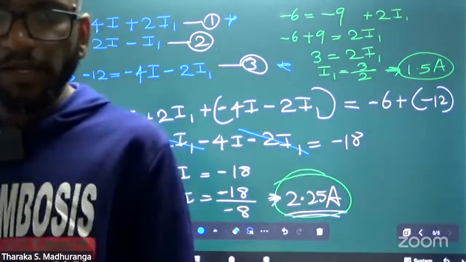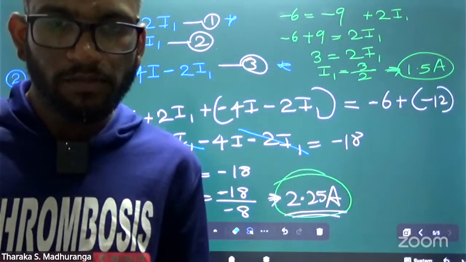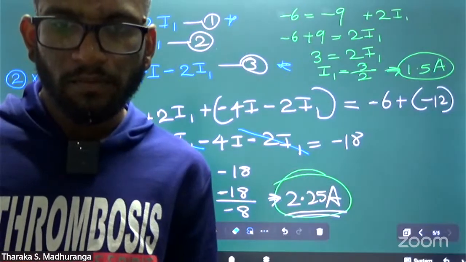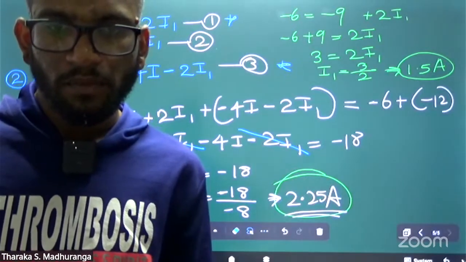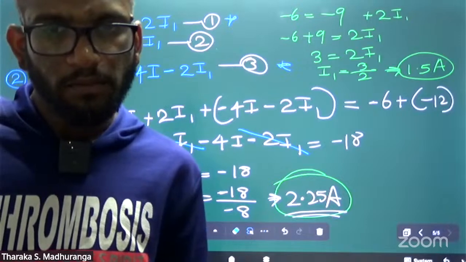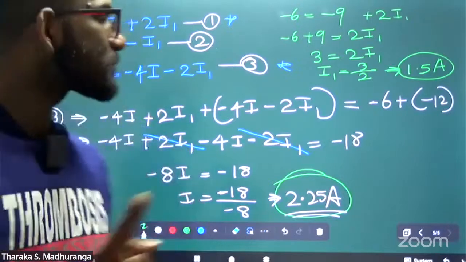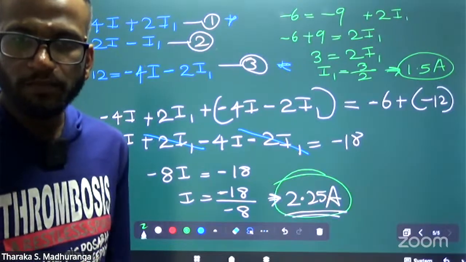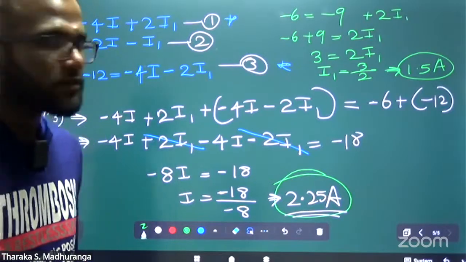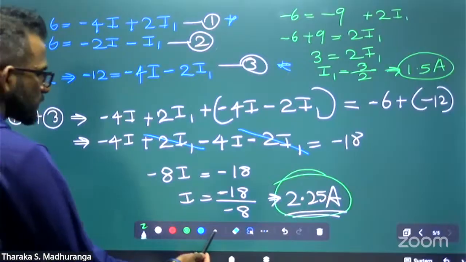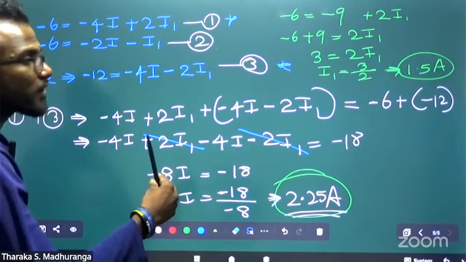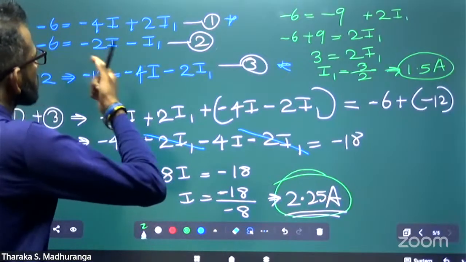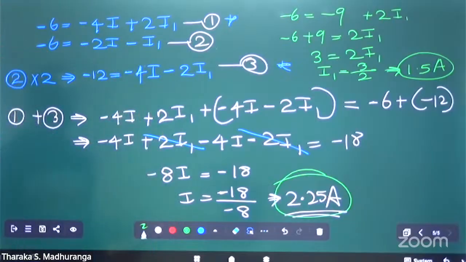I use minus 6 equals minus 6 equals minus 2i minus I1. That's my second equation. Okay, if you substitute, can I erase this part? Substitute into the second equation, and if it is correct, the answer should be the same. Why? Minus 6.